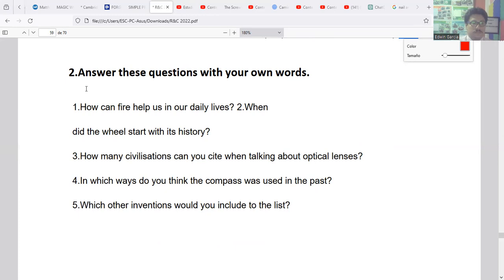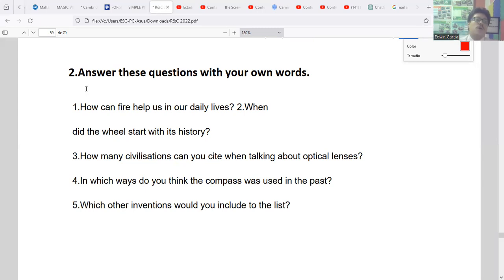Fire helps us when we cook our food. Very nice. For cooking, I think that is the principle I use. But if you go camping, for example, you can use fire to get warm. That is the principle to prepare the food.